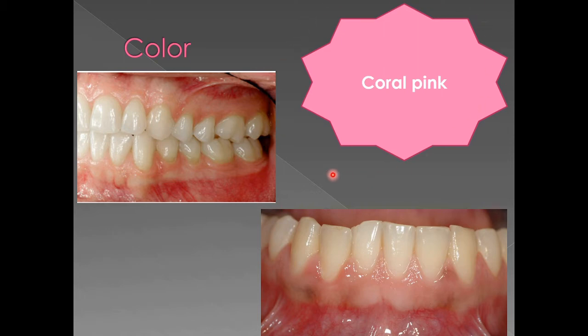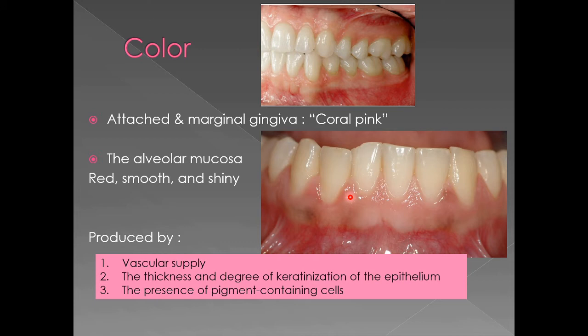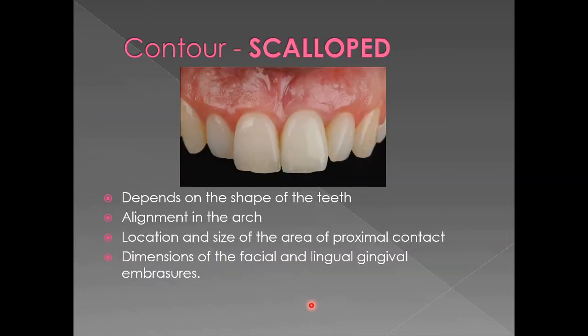The color of the gingiva is classically called as coral pink. Now we'll see what are all the factors that determine the color of the gingiva. So this color is determined by the underlying vascular supply, the thickness and the degree of keratinization of the epithelium, and also the presence of the pigment containing cells like the melanocytes.